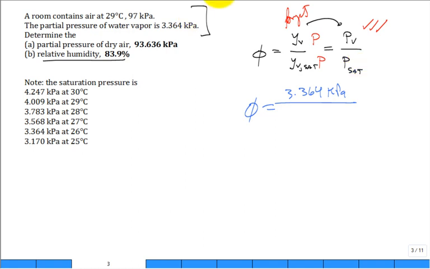What's our dry bulb temperature? 29. We look in our table A2. To save you the effort, there are the numbers abstracted. As you come down here, and there it is, so 4.009 kPa. Cancel the units, relative humidity is dimensionless, and you'll end up with the 83.9%. Look good? Good.